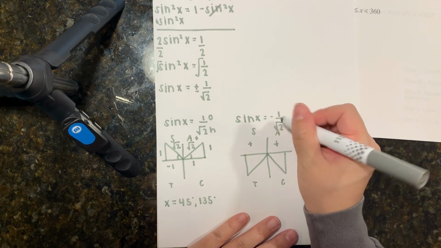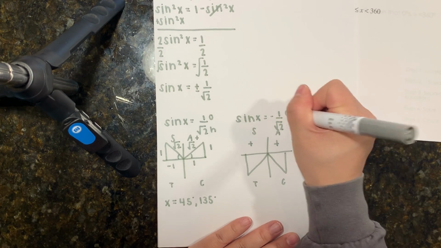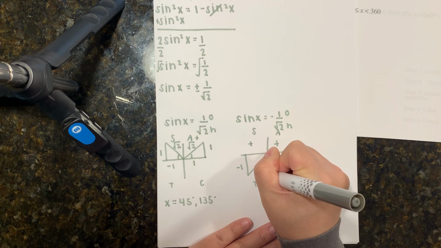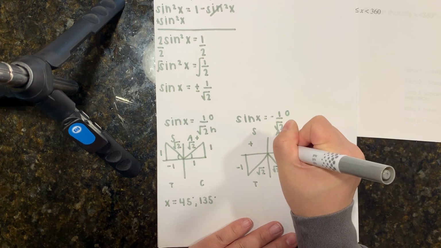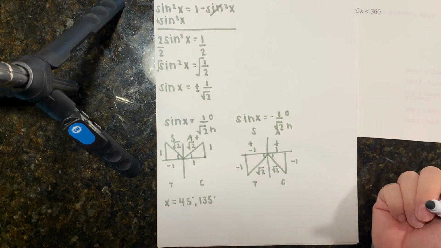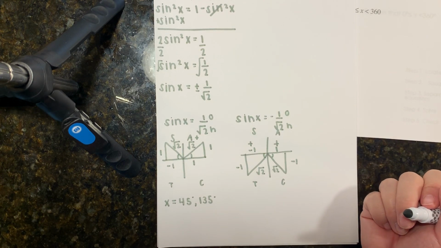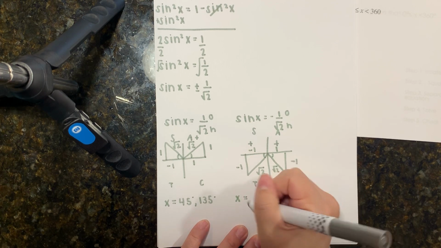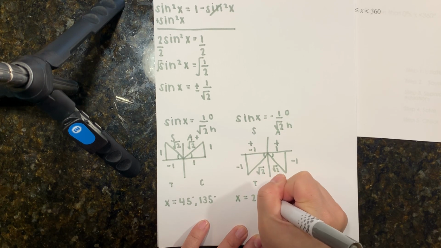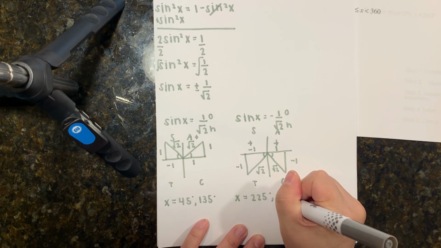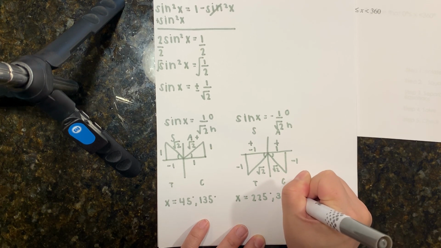Now for this triangle, I'm going to do opposite and hypotenuse. So opposite is negative 1, hypotenuse is root 2. Again, my adjacent side would be 1 and negative 1, and again, these would be a 45-degree triangle. In quadrant 3, you're going to add 45 to 180, which would give us 225. And in quadrant 4, I'm going to subtract it from 360, which would be 315.